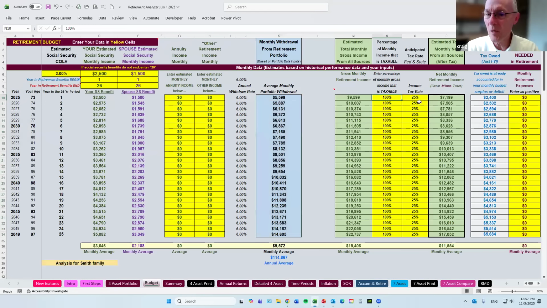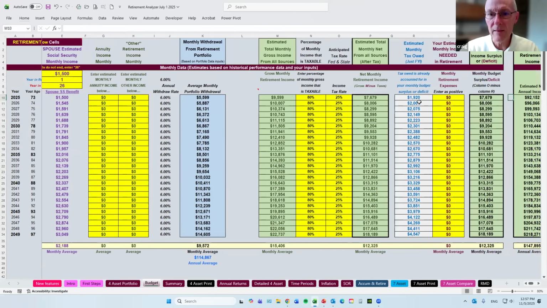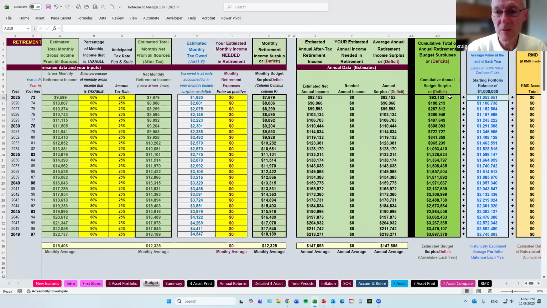You then can enter what percent of that income is taxable. Let's say that 80% is taxable. What's the tax rate? Let's just leave it at 25%. That then gives us an estimated total net income each month. And then just for FYI, in this column is the amount of tax you owe. Okay, here comes the kicker. This is the last piece of information. This is the last bright yellow cell.